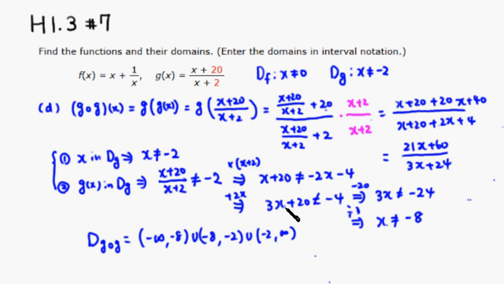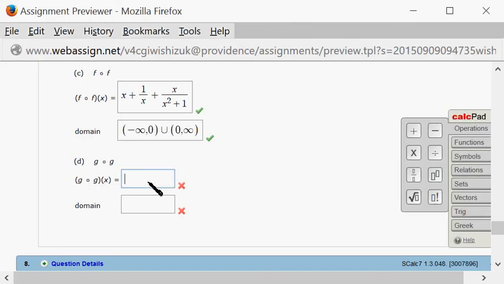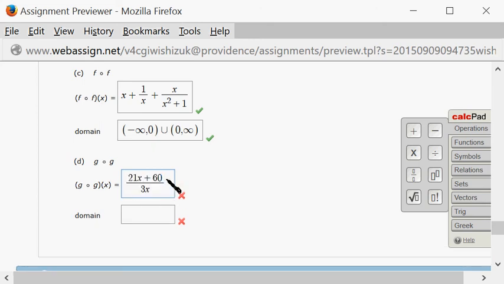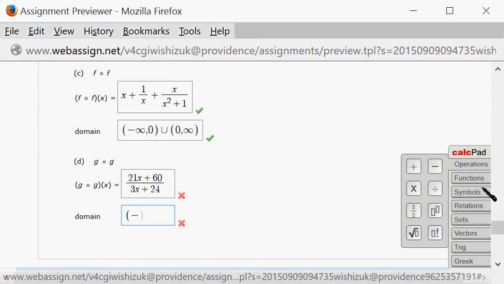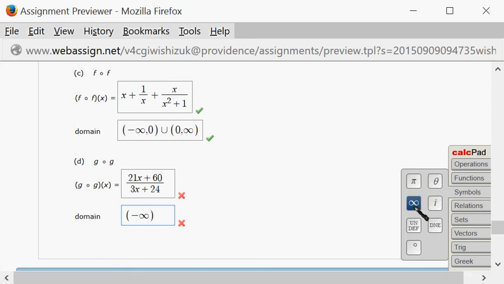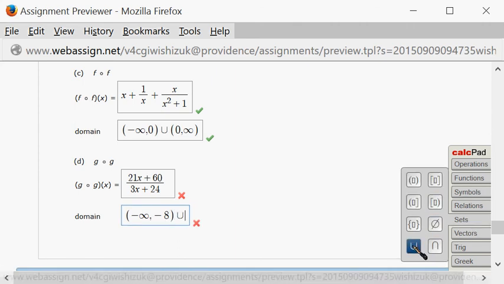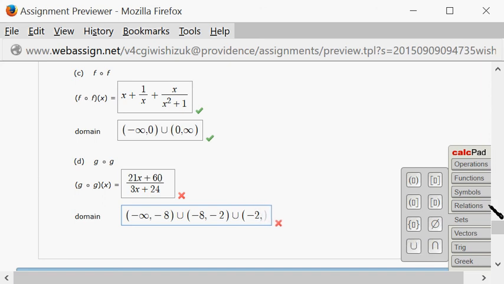All right, so let's type it in. All right, so g of g of x, we found that to be 21x plus 60 divided by 3x plus 24. And the domain is negative infinity to negative 8. And skip negative 8. And go all the way to negative 2. And skip negative 2, and go all the way to positive infinity.